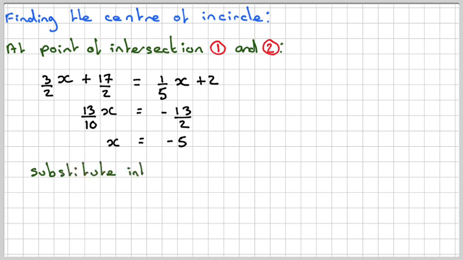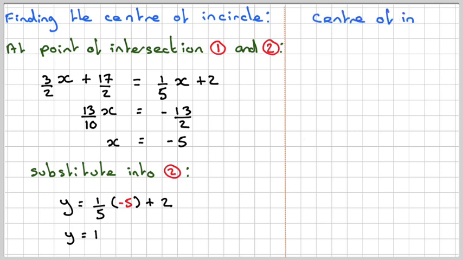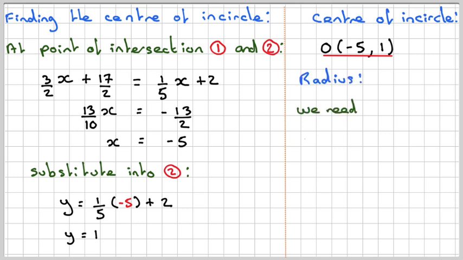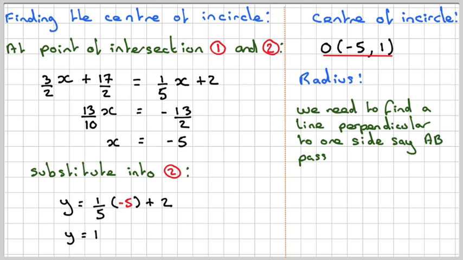Okay, we'll substitute that into equation 2. And we get y is equal to 1/5 times minus 5 plus 2. And therefore y will be equal to 1. So the centre of the circle, the incircle, is minus 5, 1. Now I know we had a right angle triangle, but now I'm going to actually try and find the radius. And what we need to do is find a line perpendicular to, say, one side. We're going to say AB.